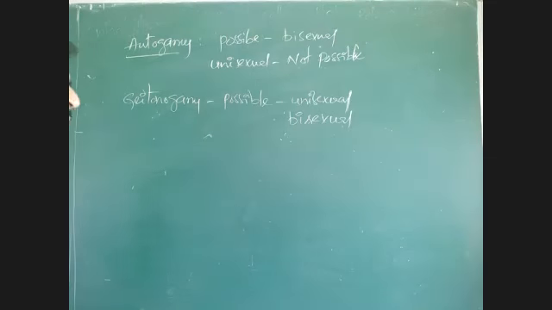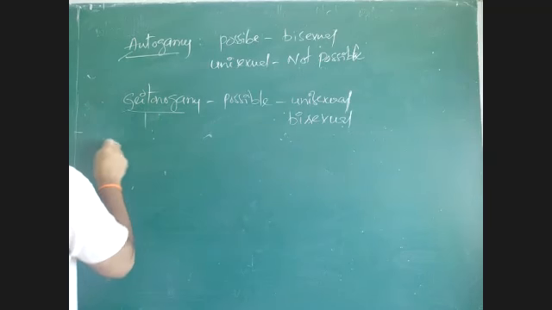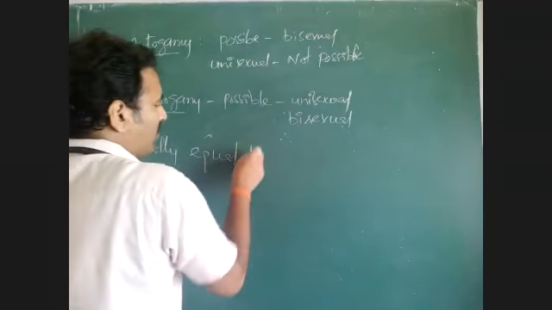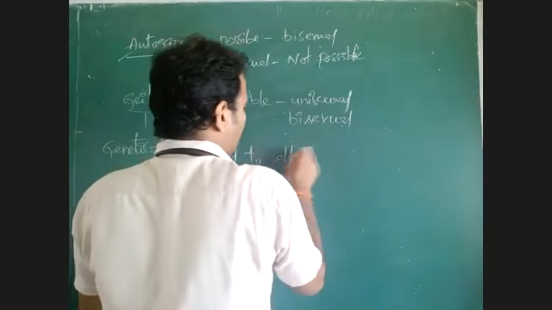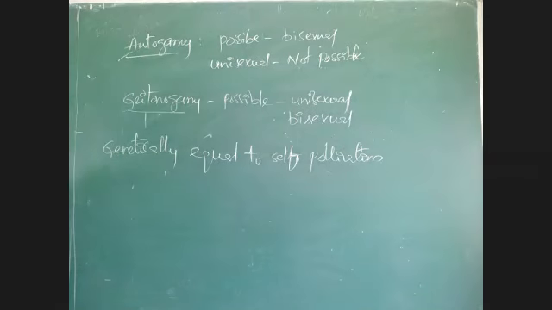See, suppose if a flower is bisexual, that can perform autogamy, geitonogamy or cross pollination also. Autogamy, geitonogamy, they are types of self-pollination. This geitonogamy is genetically equal to self-pollination. So we can consider this as self-pollination only.